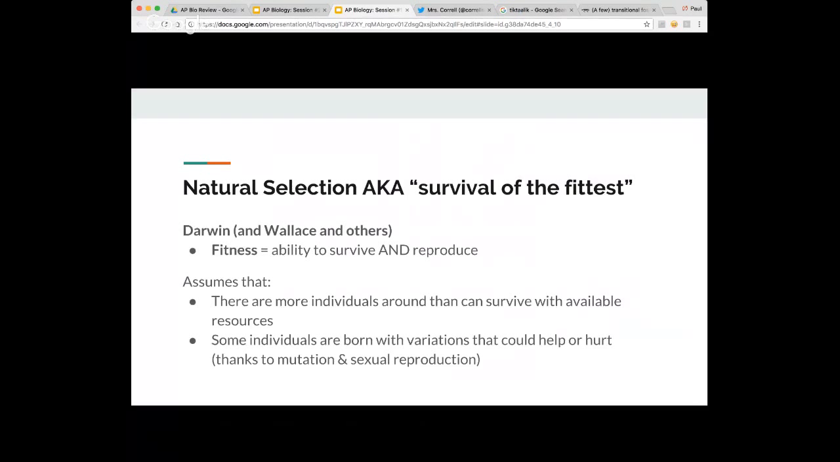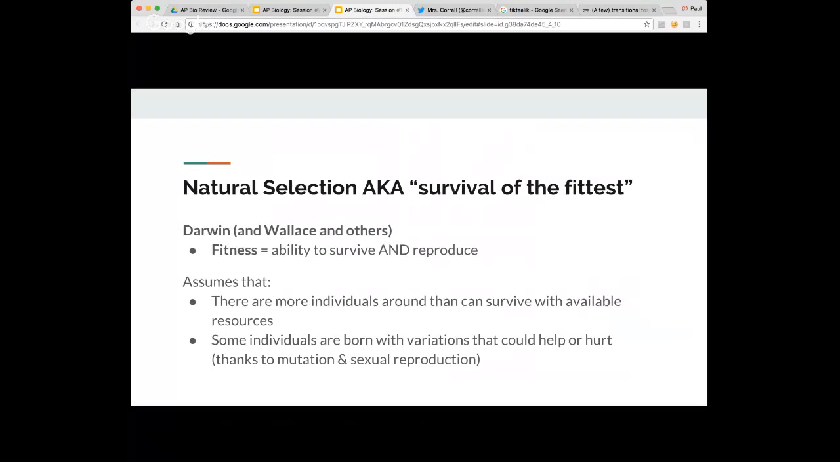Survival of the fittest describes this idea known as fitness. And fitness doesn't necessarily mean what you think it means. Fitness is the ability to survive and make babies. So basically, you can be strong and amazing and live for a really long time, but if you make no kids, your fitness is zero, according to evolutionary theory.